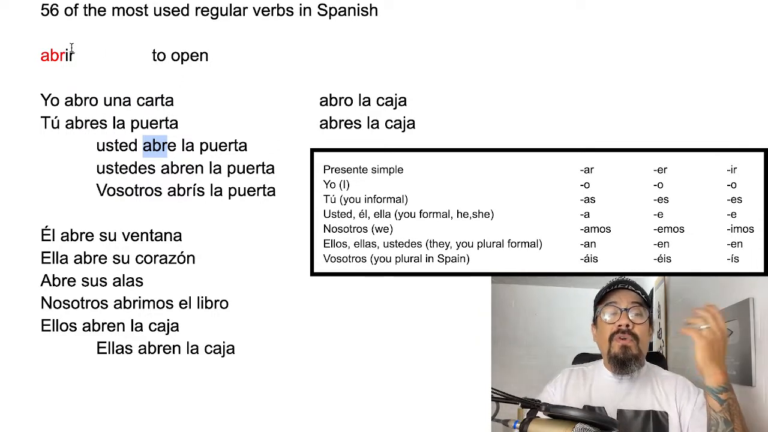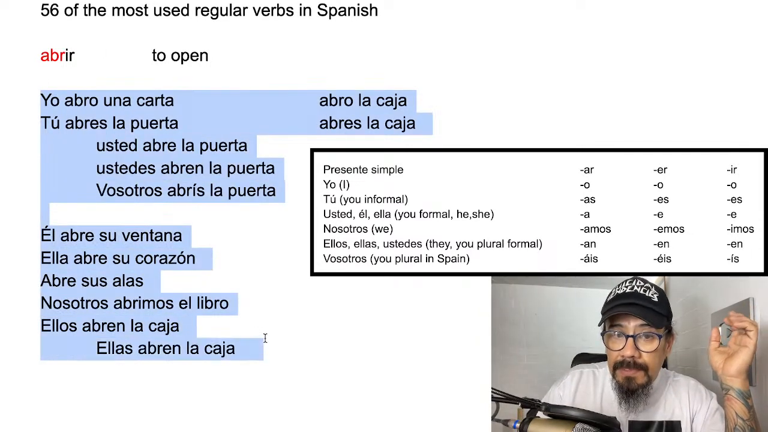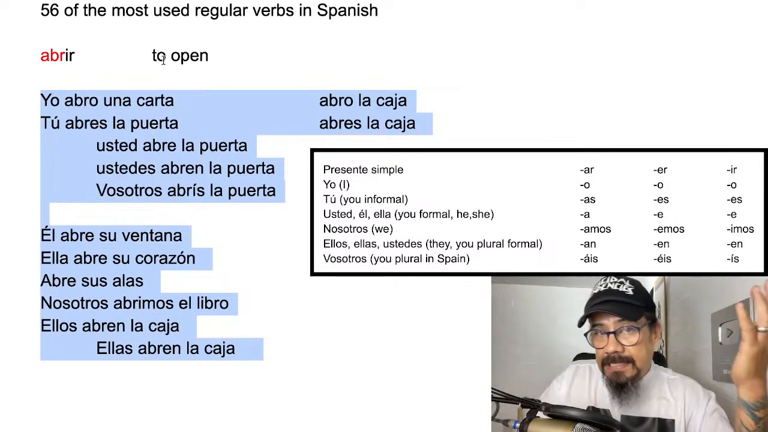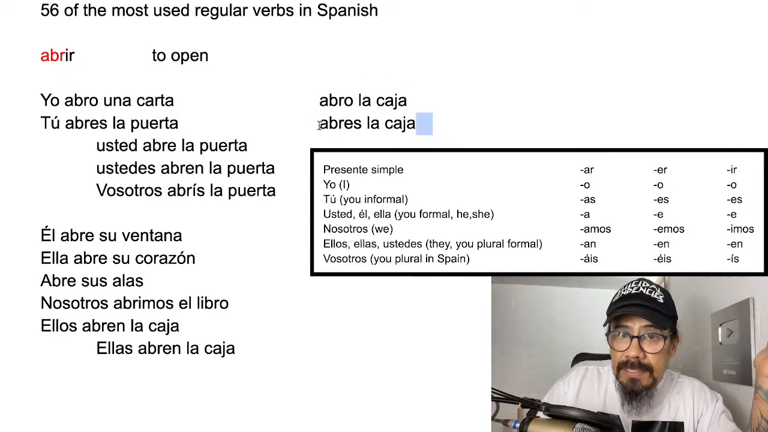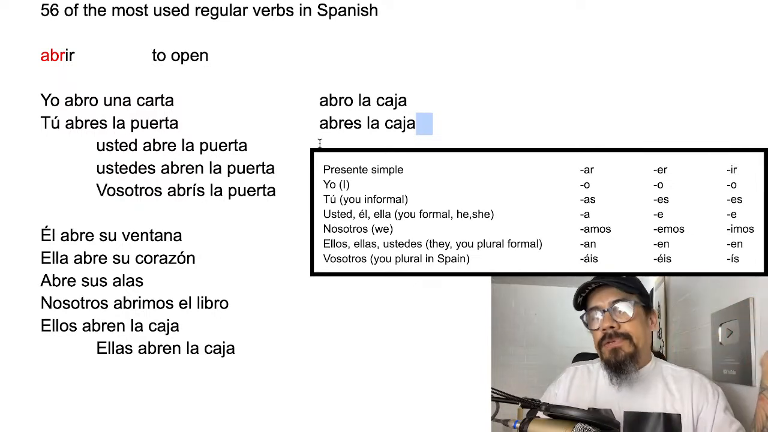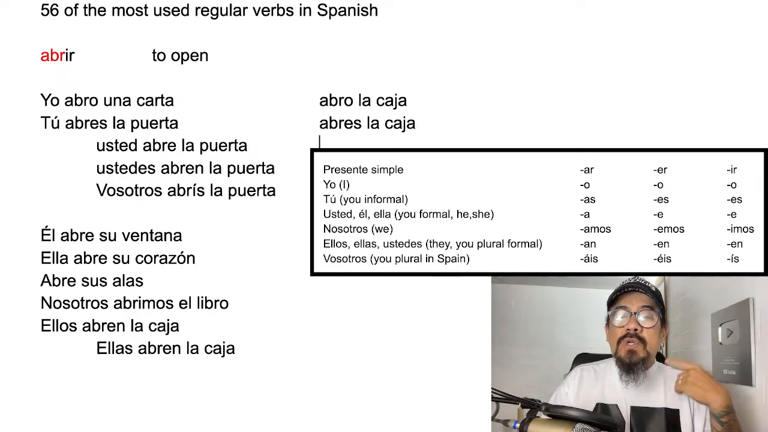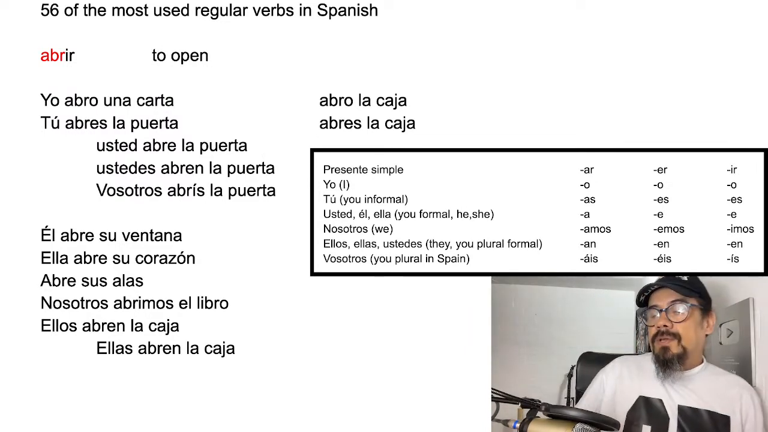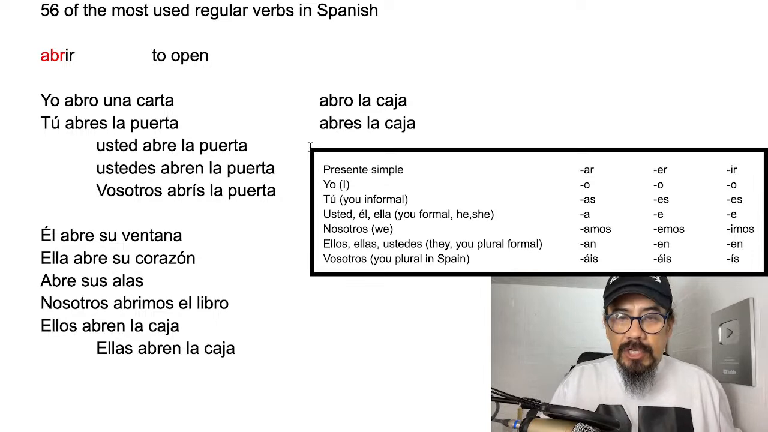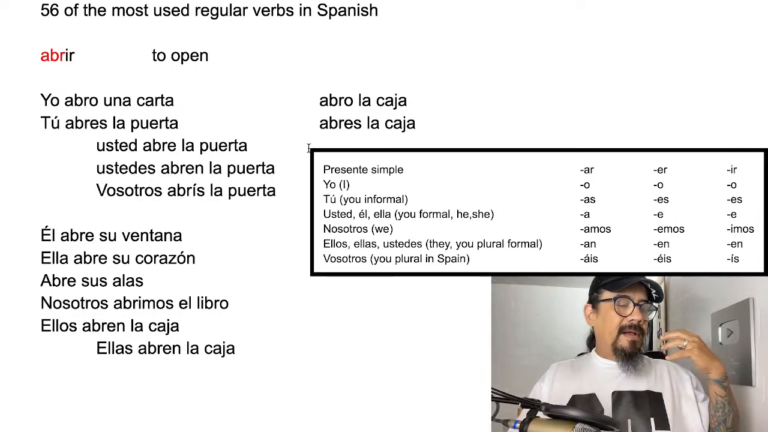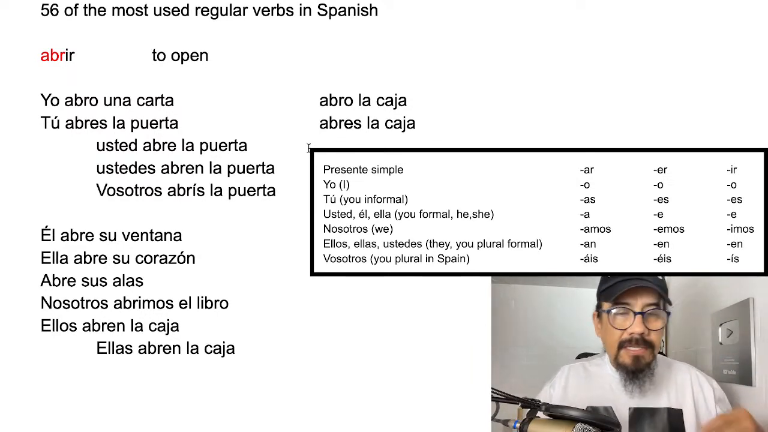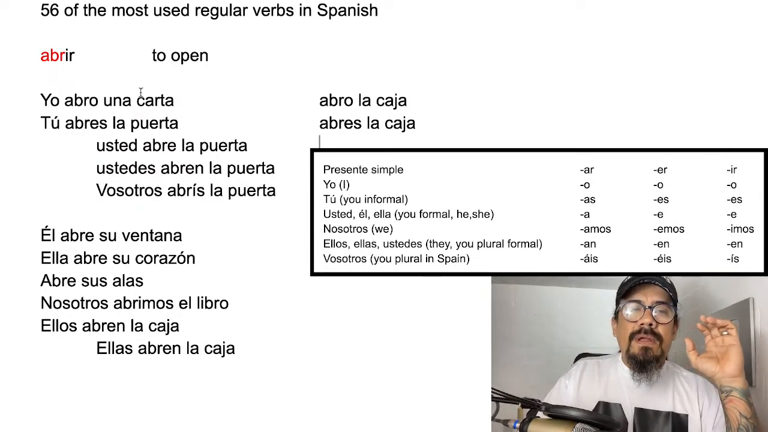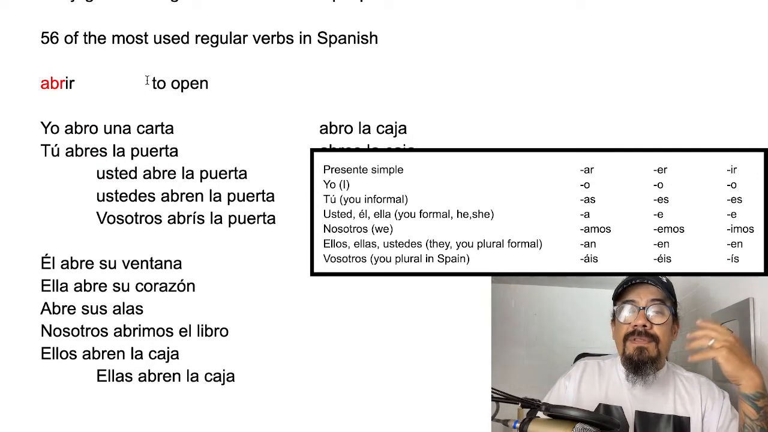My recommendation is to first get used to the rules with different verbs, different sentences, trying to build the sentences also without the nouns, I mean without the subjects, sorry, and practice that a lot. Get used to that, and you will see that you get the sense of the conjugation. I know we have irregular verbs, which is pretty much hard, but let's start little by little. And right now we are starting with the 56 most used regular verbs in Spanish, one of them being abrir, to open.